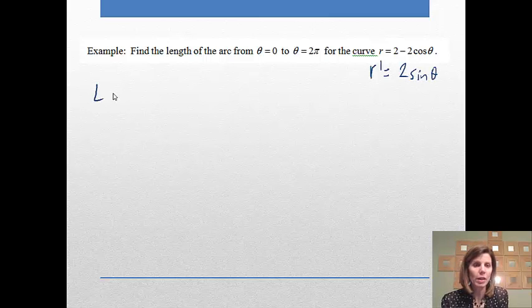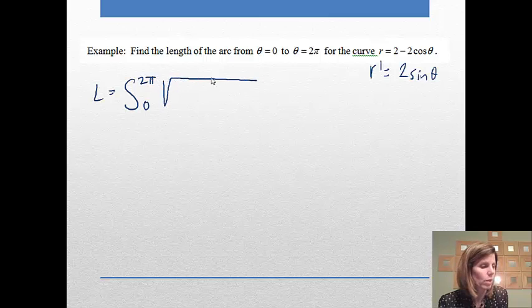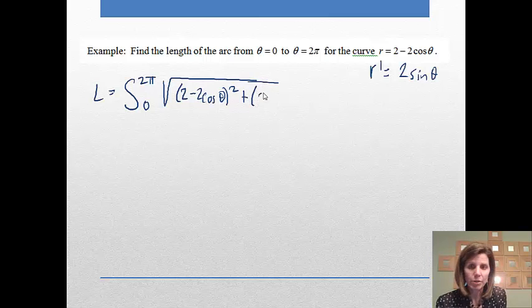So now to get that arc length, they call it little s, but I like to call it L because L stands for length, and that just makes more sense to me. We are going to go from 0 to 2 pi because that's what they told us, and then it's going to be the square root of r squared, so 2 minus 2 cosine theta squared, plus the derivative squared. Our derivative is 2 sine theta squared, and of course it will be d theta.